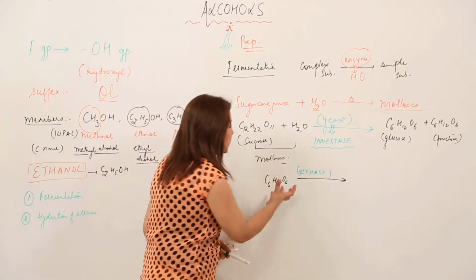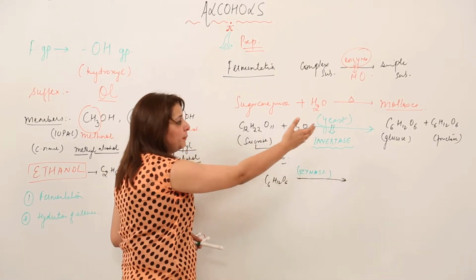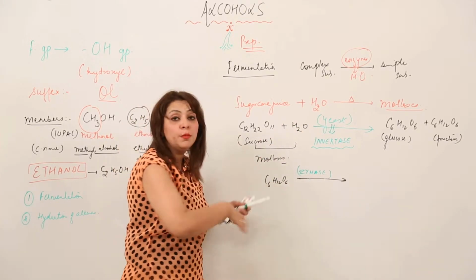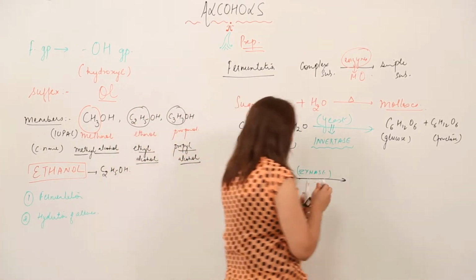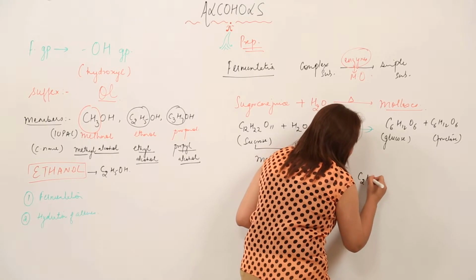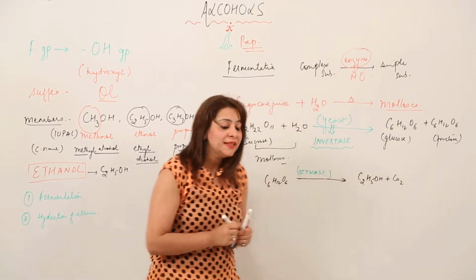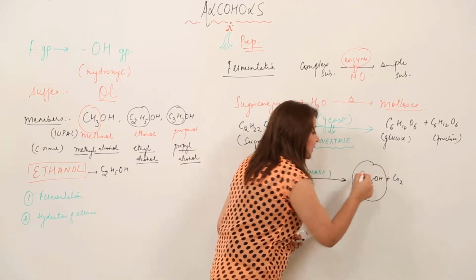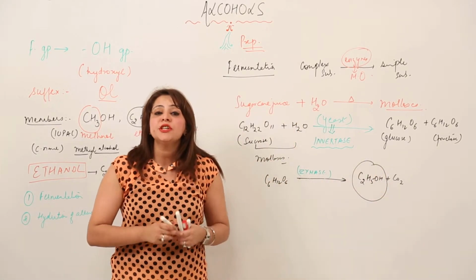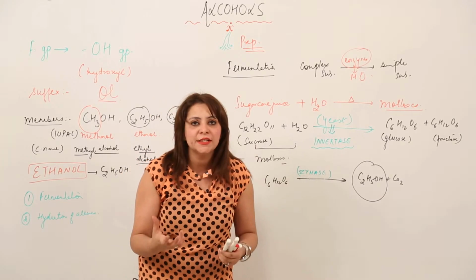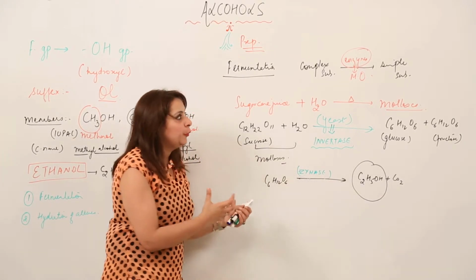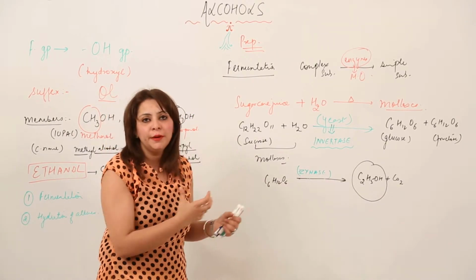This zymase converts the simple sugars glucose and fructose into a simpler substance, and that simple substance is ethanol, and along with it we get carbon dioxide. So as you can see here, we have got the desired product, that is ethanol, which is the major constituent of hard drinks, as I told you. So this is how we prepare ethanol by the process of fermentation.